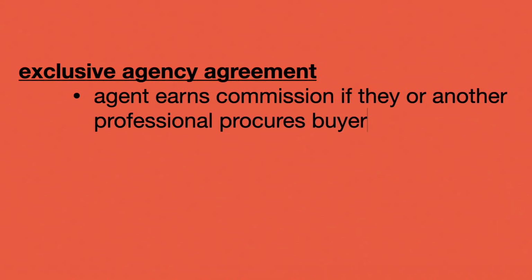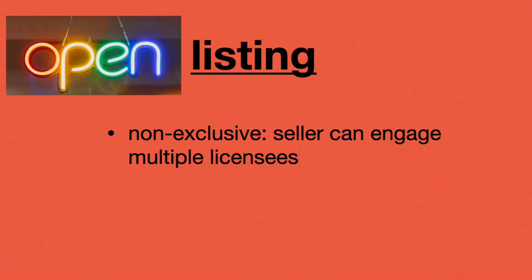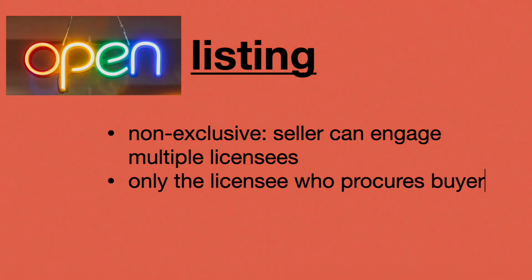Exclusive agency. Exclusive agency agreements only pay commission to the listing agent if a real estate professional procures the buyer. If the seller procures the buyer, no listing commission is owed. An open listing is a non-exclusive listing. The seller can have open listing agreements in place with multiple licensees. Only the licensee who procures the buyer earns the commission.